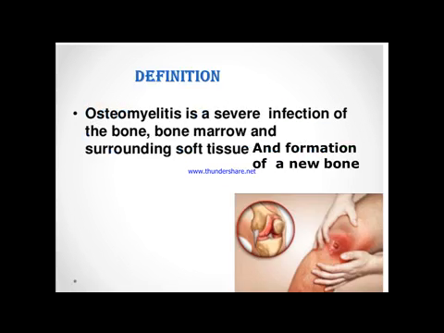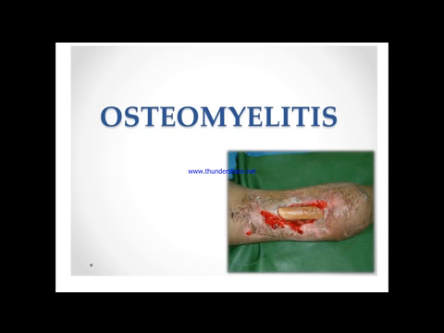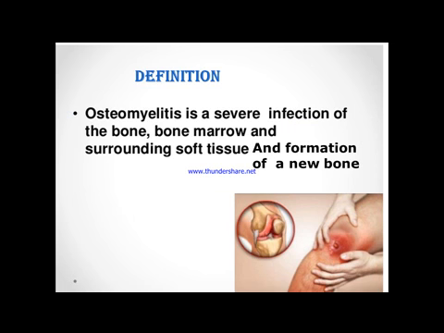Coming to the definition, it is a very severe infection of the bone, bone marrow and surrounding soft tissue, and formation of a new bone. So I told you osteo means bone, myeli represents bone marrow, and itis means inflammation. So osteomyelitis means severe infection of bone, bone marrow and the surrounding soft tissues, and also formation of a new bone.